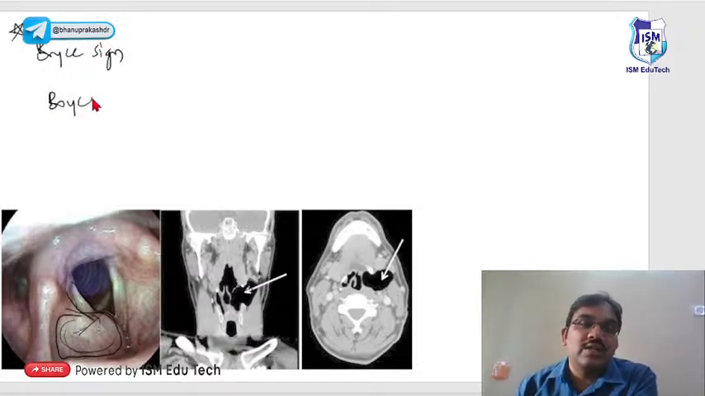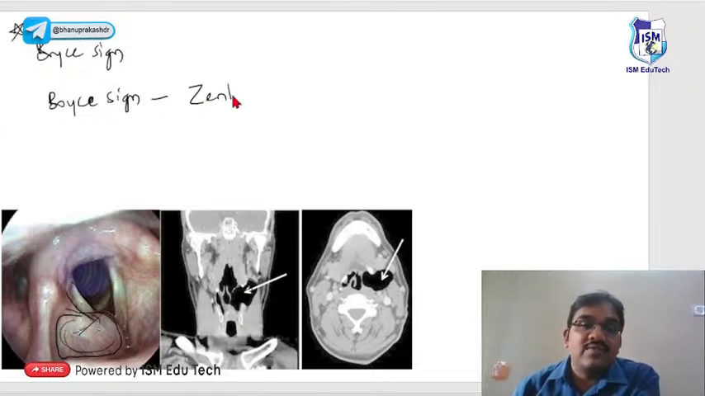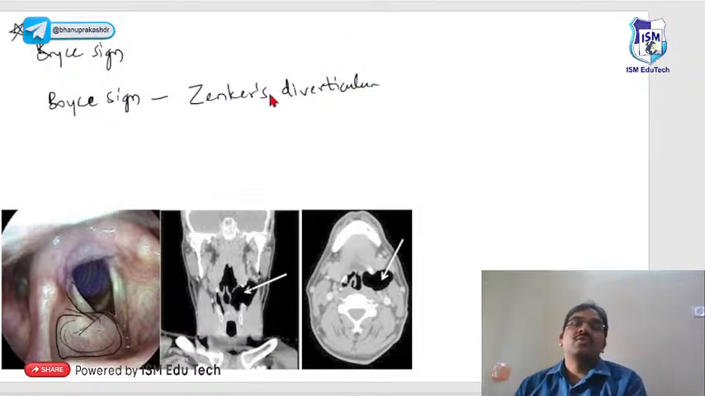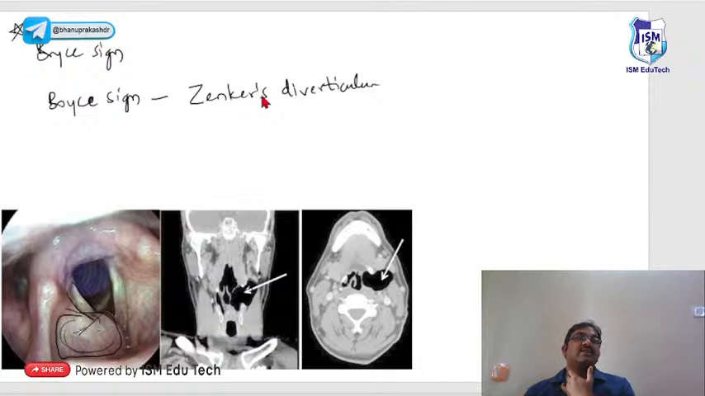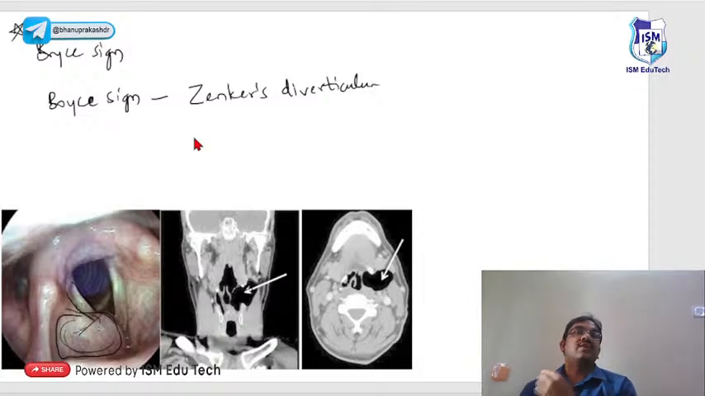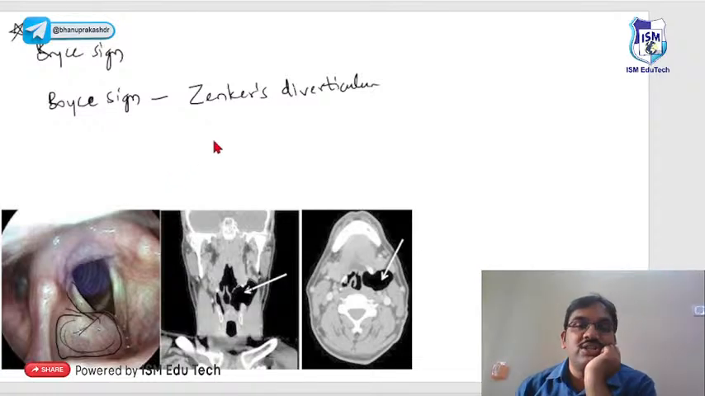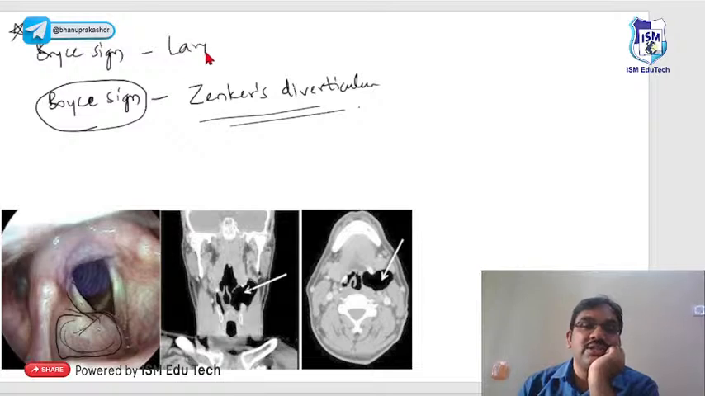Don't get confused with another sign called Boyce sign. What is Boyce sign? In case of Zenker's diverticulum, you hear a gurgling sound when you press the swelling in the neck. Usually it will be a little lateral and a little below. Zenker's diverticulum is an abnormal dilatation of the muscles. They form a sac posteriorly, storing food contents inside, so a foul-smelling odor will be there in these patients. That is what we call Zenker's diverticulum. Boyce sign is seen here, but Bryce sign is seen in laryngocele.